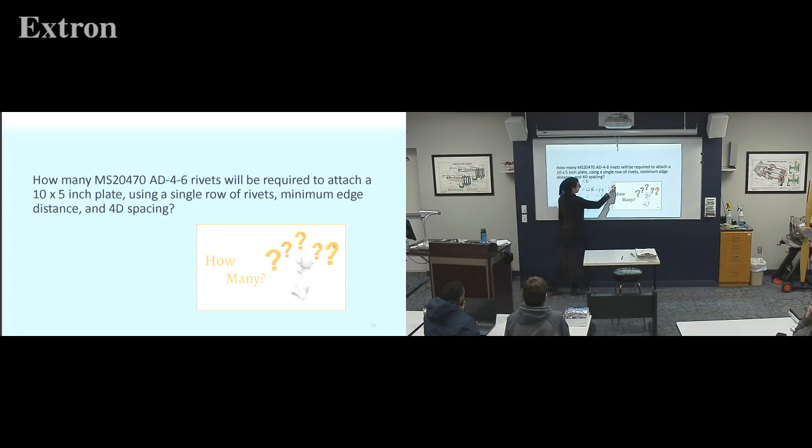So here we have 1, I actually like red, 2, 3, 4, 5, 6, 7, 8, 9, 10. And we have 1, 2, 3, 4, 5, 6, 7, 8, 9, 10. So the question is, how many total rivets do you have? Here are my options for you. You can see the total number of rivets that you need to order from the parts room.